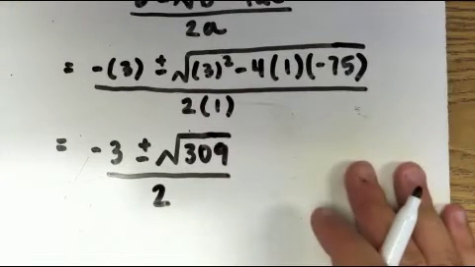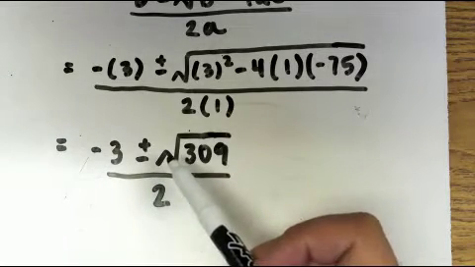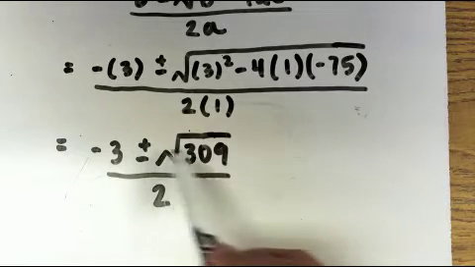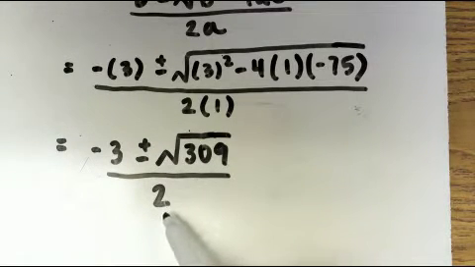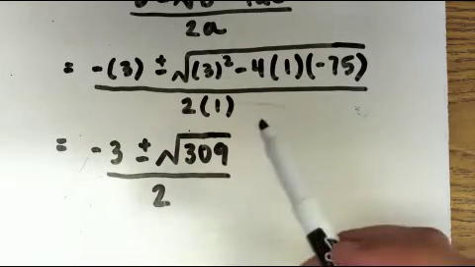Okay? Now, you want to clean this up. You want to say that this is, because you're going to get how many answers here? 2, because of the plus and the minus. So you're going to say negative 3 plus the square root of 309 divided by 2, and negative 3 minus the square root of 309 all over 2.